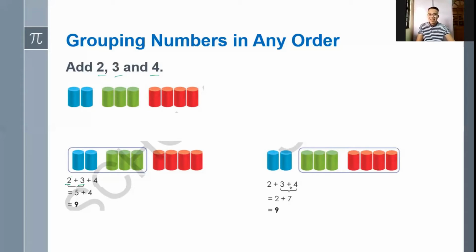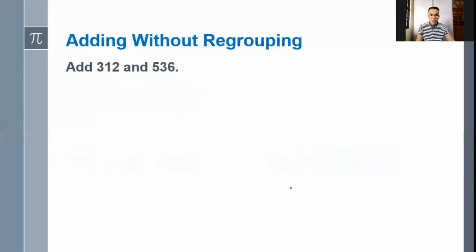So it really doesn't matter what two numbers you are going to add first, what two numbers you are going to group together. The answer is not affected. It's still the same. Okay? I hope that is clear already. Now, let's proceed to adding without regrouping.